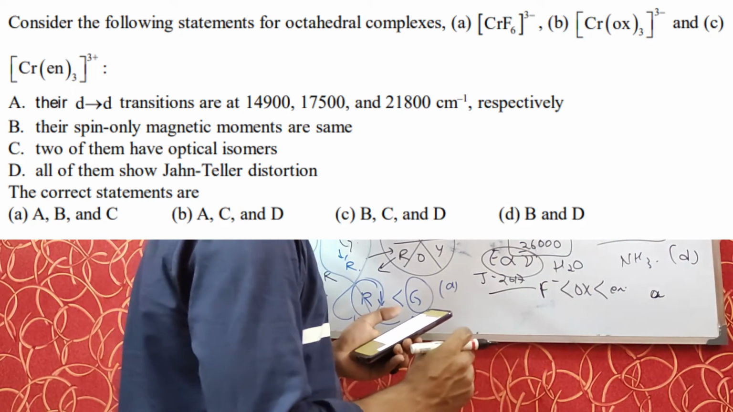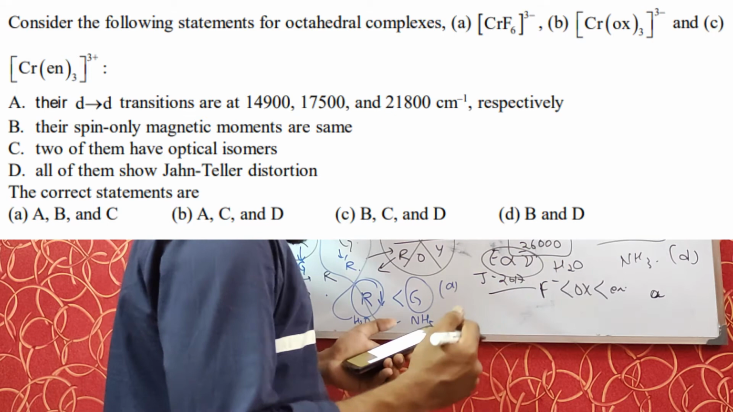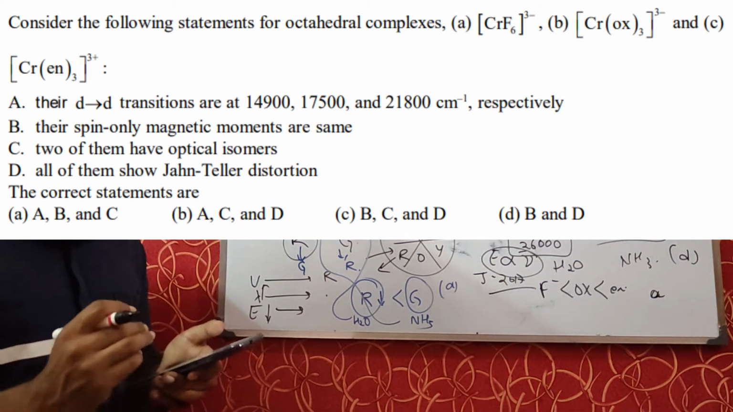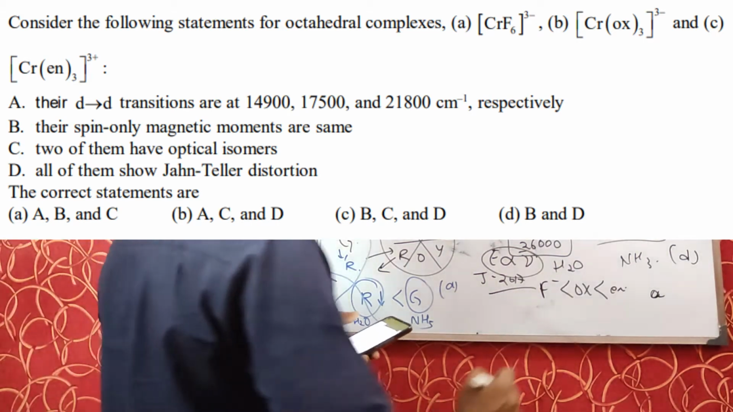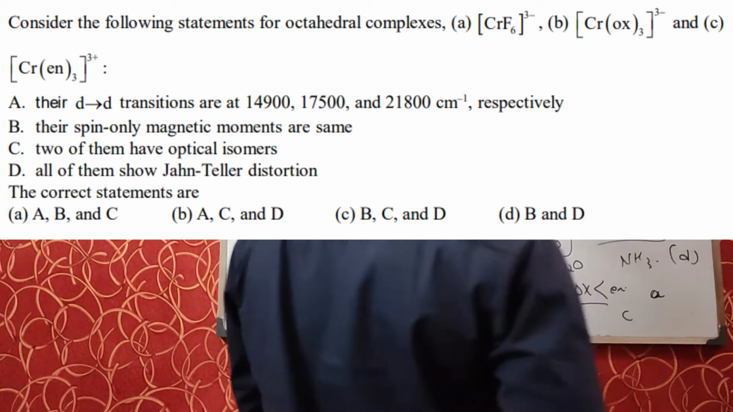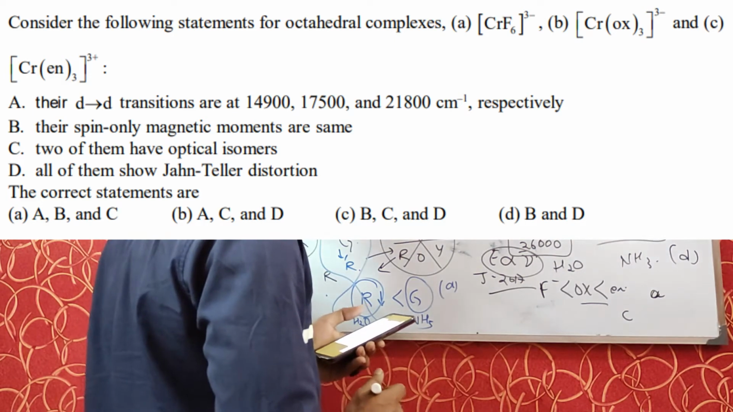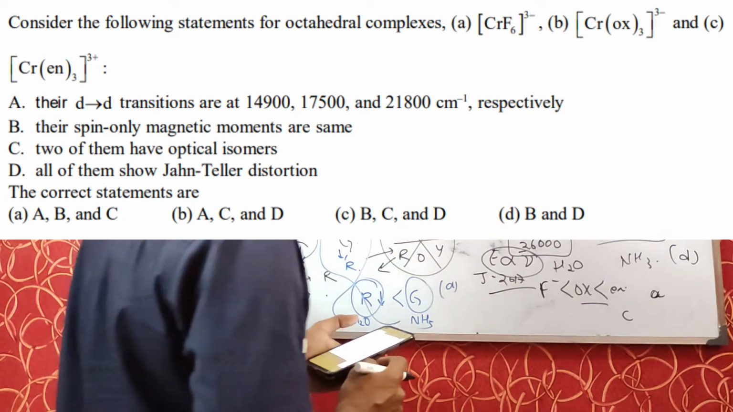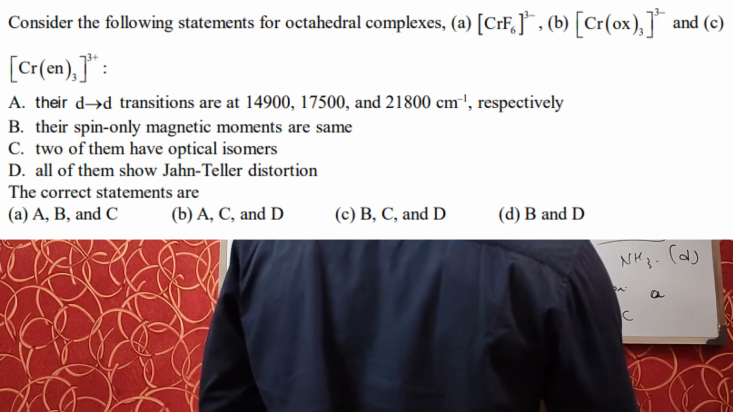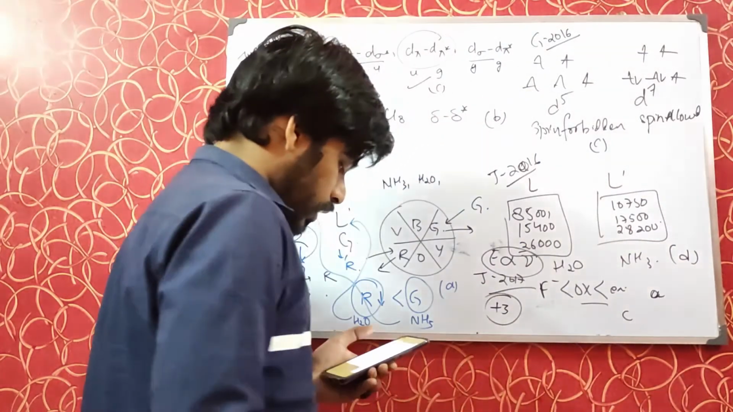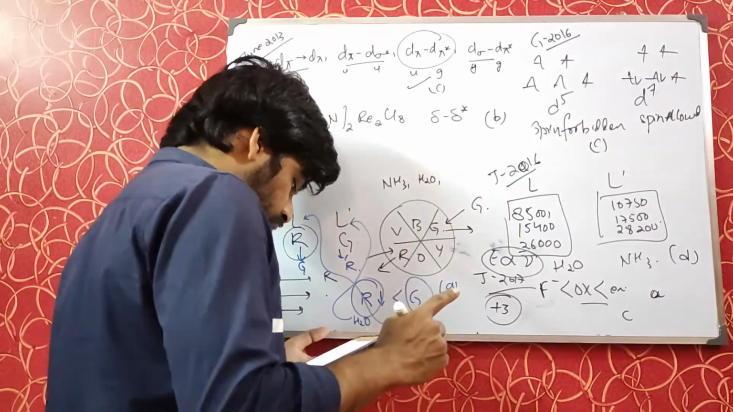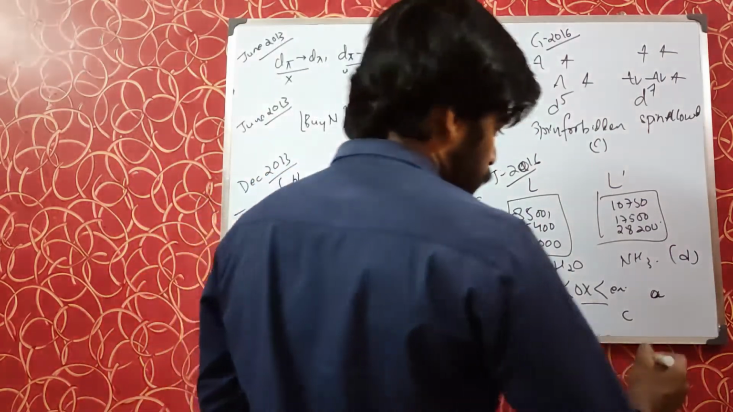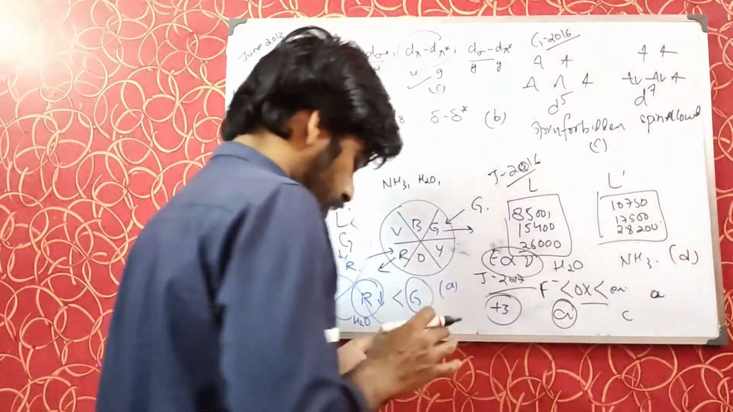Their spin only magnetic moments are the same. We don't know that. Two of them have optical isomers. So yes, two of them have optical isomers, specifically ethylenediamine and oxalate. So C is also true. Now all of them show Jahn-Teller distortion. Okay, so will they show Jahn-Teller distortion? They are all in +3 state. No, they will not show Jahn-Teller distortion. That means A and C are true, which is present in option A and B, but B also has D, so that is removed. Your correct answer is option number A.